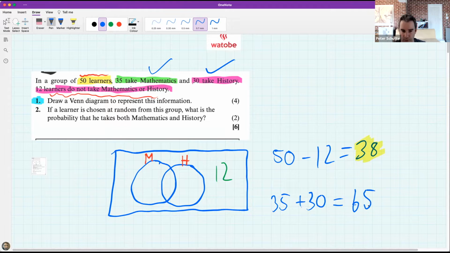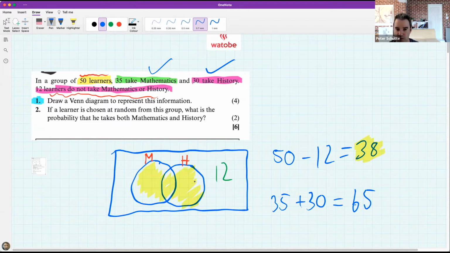But now we have a problem, because one number is saying that it's 65, and the other number is saying it's 38. The reason is that we've double counted something. So can anybody remember from the last lesson how we solved this problem?